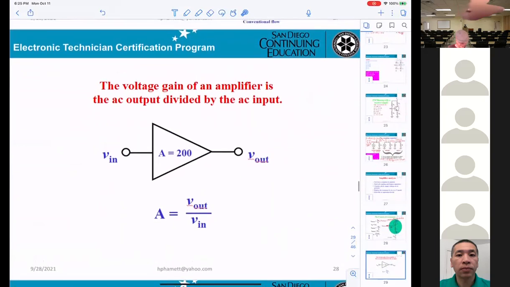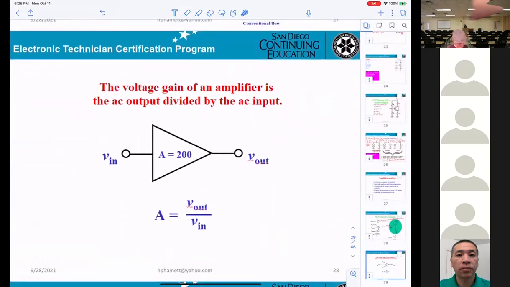Now, this just gives you the general formula. You get an amplifier with a gain equal to 200. The gain is defined as the ratio between output and input. That is the gain. You take the output, you divide by the input, and you get what they call the gain.